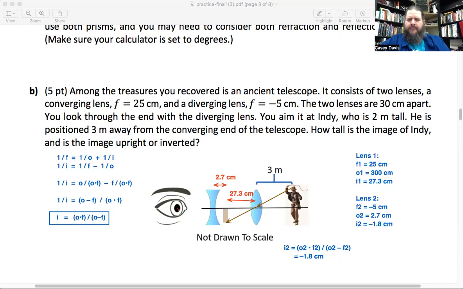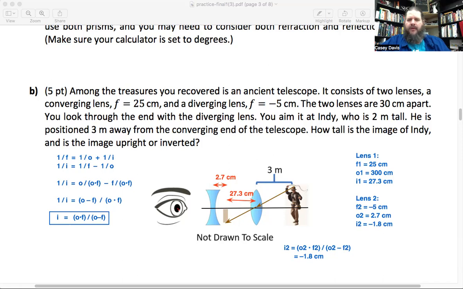So after we calculated image 2, the question asks us whether the image is upright or inverted. If it's negative, meaning a negative image means a virtual image, so it's right side up with the object. Right side up with object 2, meaning that it is upside down with the original object 1.